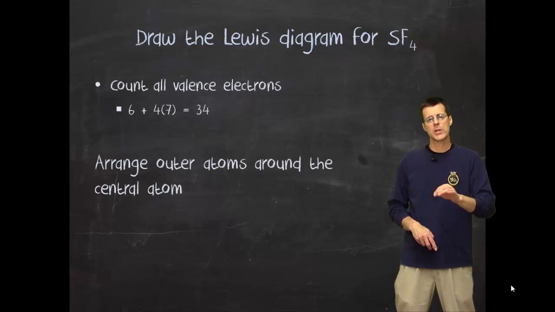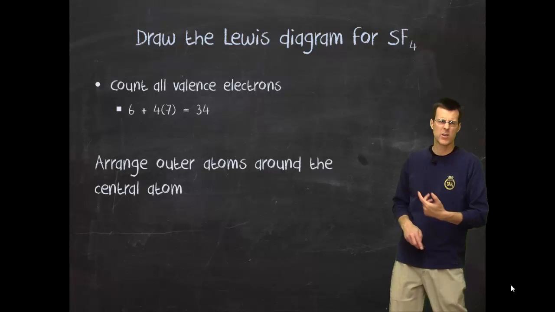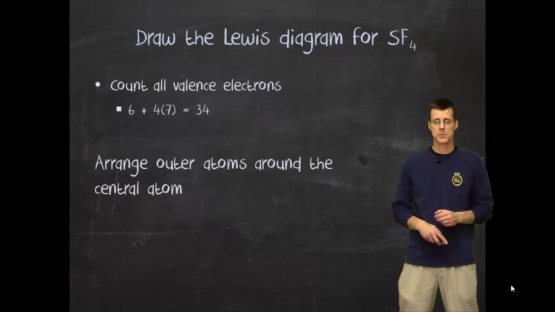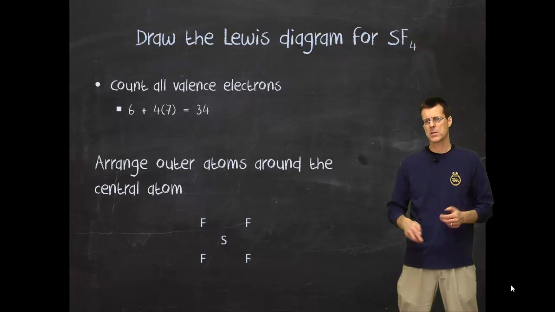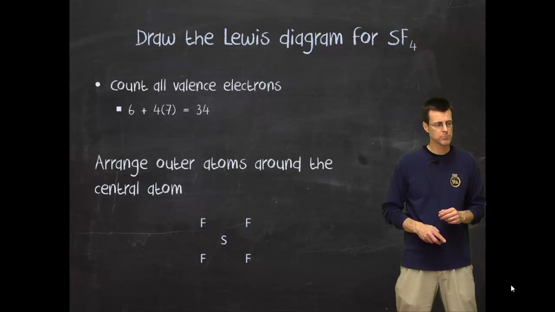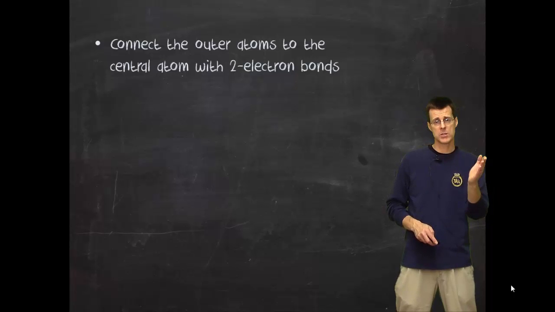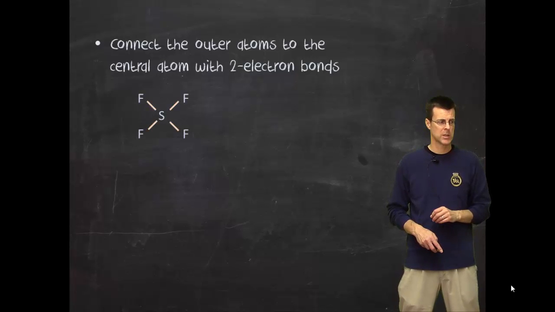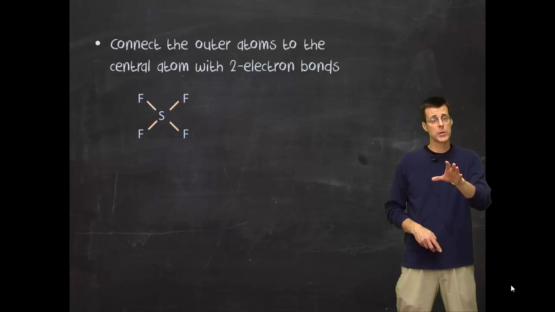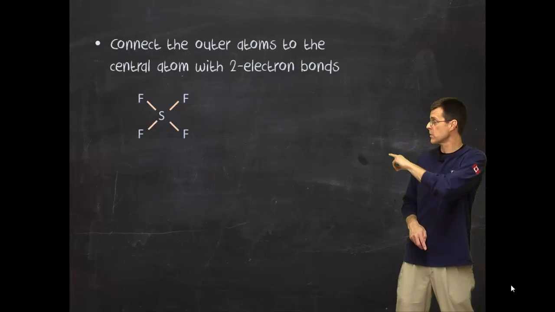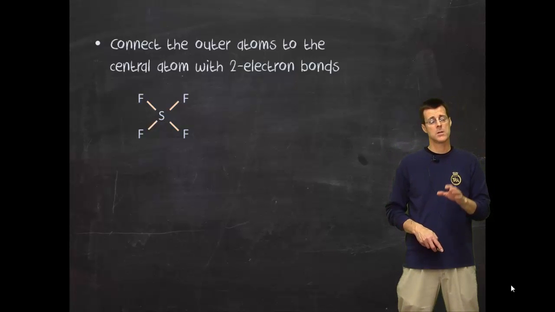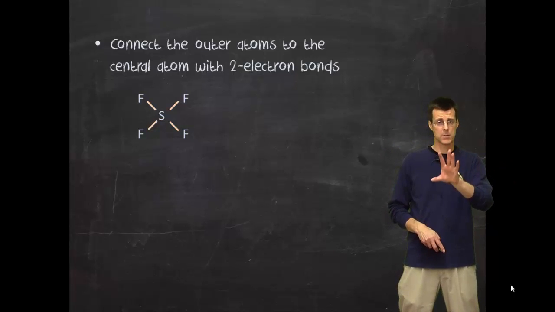Your next job is to arrange them around the central atom. Well, we kind of know how to do that. We're expecting sulfur to be the central atom. So it's going to look something like this. Then we connect the outer atoms, the fluorines, with the central atom, sulfur, using single bonds, where each bond has 2 electrons. So that. Now, if you do a quick count, that takes care of 2, 4, 6, 8 electrons. So out of my total, 8 are already in there.